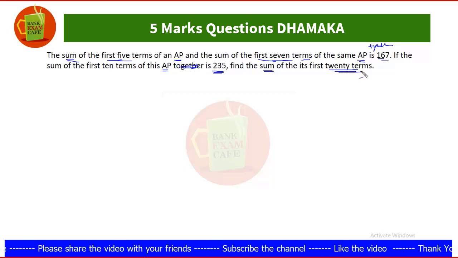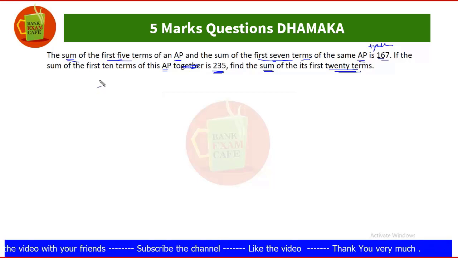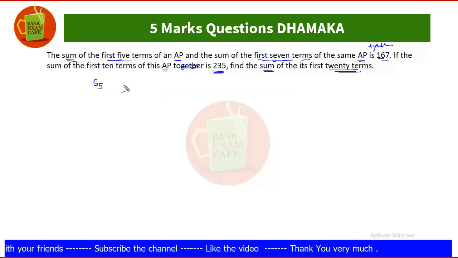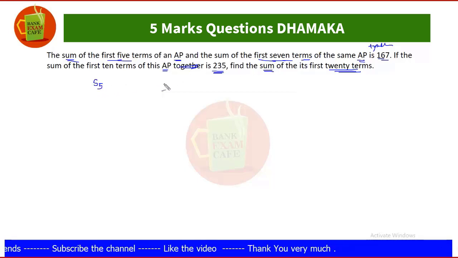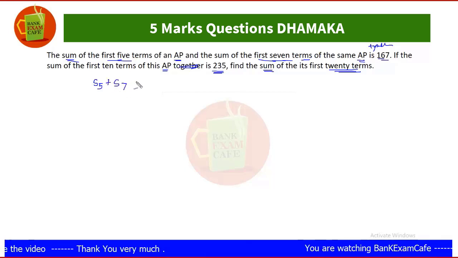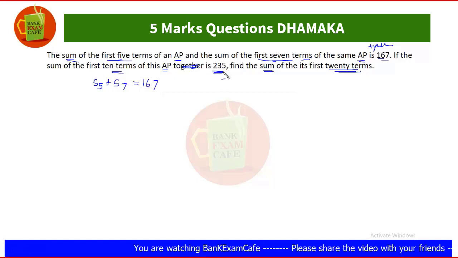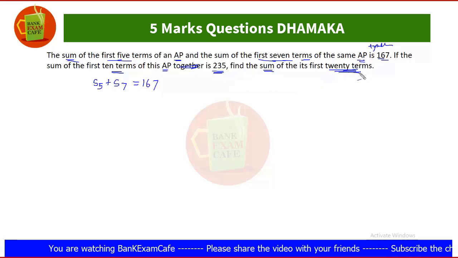20 terms. Now here, friends, the sum of the first 5 terms we denote by S5, and the sum of the first 7 terms we denote by S7, and together it is 167, meaning their sum is given as 167. And it is also given that the sum of the first 10 terms, that is S10, is equal to 235, and we have to find the sum of the first 20 terms.